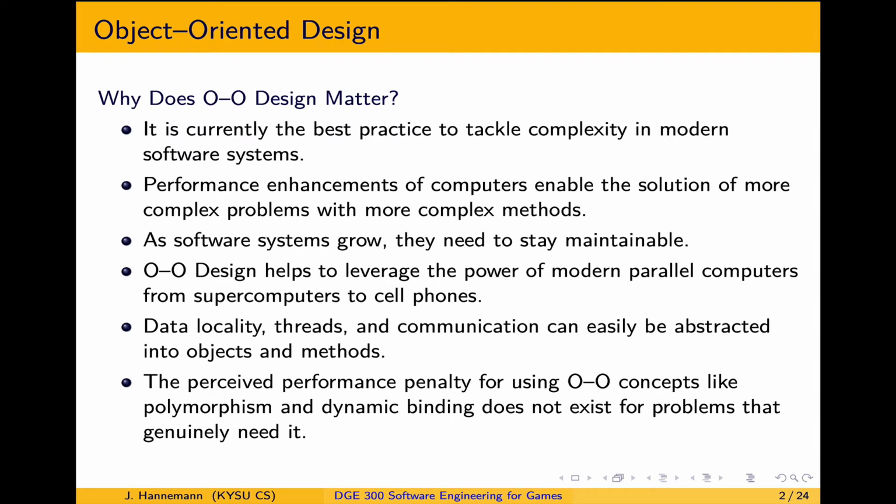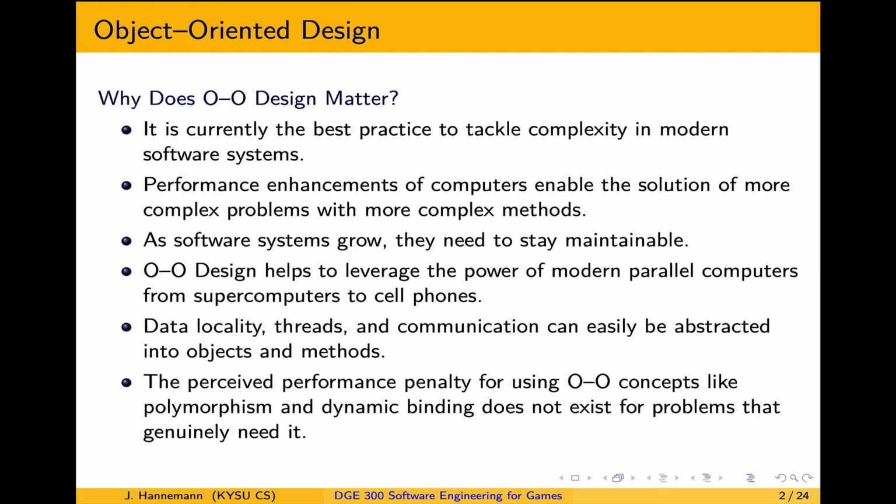And why do we even care about object-oriented design? We're going to certainly come back to object-oriented design on a more formal basis as well. But the point is that OO is currently the best practice we have and know to tackle complexity in modern software systems. And not surprisingly so, because it's really modeled after how we humans, with our mind and capability of abstract thinking, actually make sense of reality. So it's a good way of doing things.